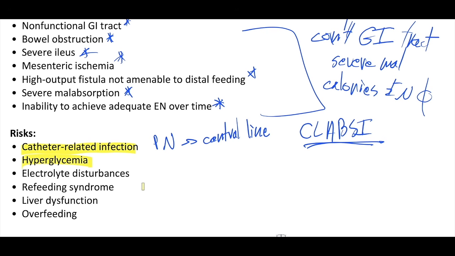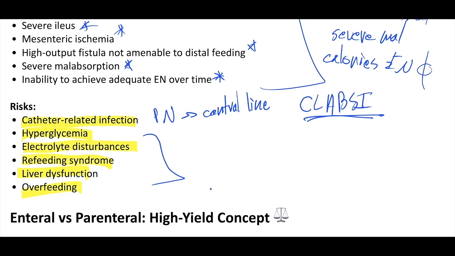Hyperglycemia is a risk. You got to get the glucose, the dextrose, and insulin balance right. Electrolyte disturbances, because we're compounding what electrolytes are in there, and then we're delivering it directly to the bloodstream. There's no kind of digestion or absorption that is happening. Refeeding syndrome, liver dysfunction, and overfeeding, right? Anytime we are delivering nutrients directly to the bloodstream, we take out the body's ability to absorb the nutrients they want in a more physiologic way. We risk all these things, right? Because we're kind of taking over that function by delivering those nutrients directly to the bloodstream.